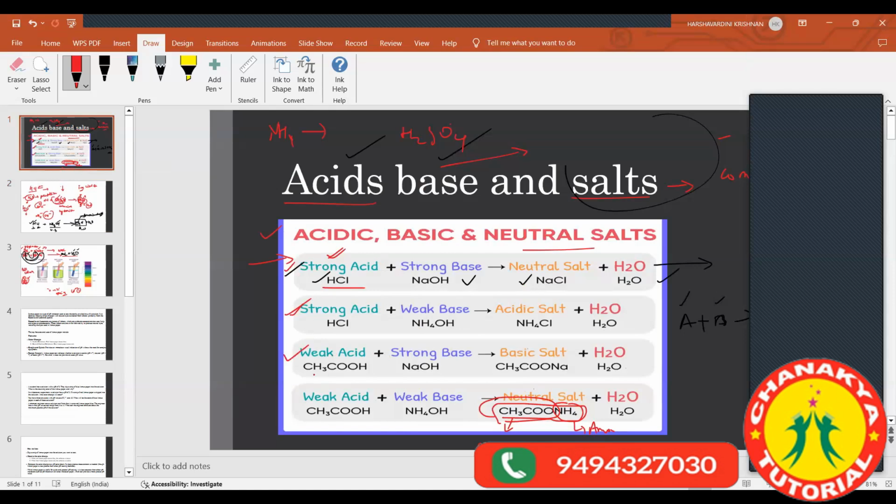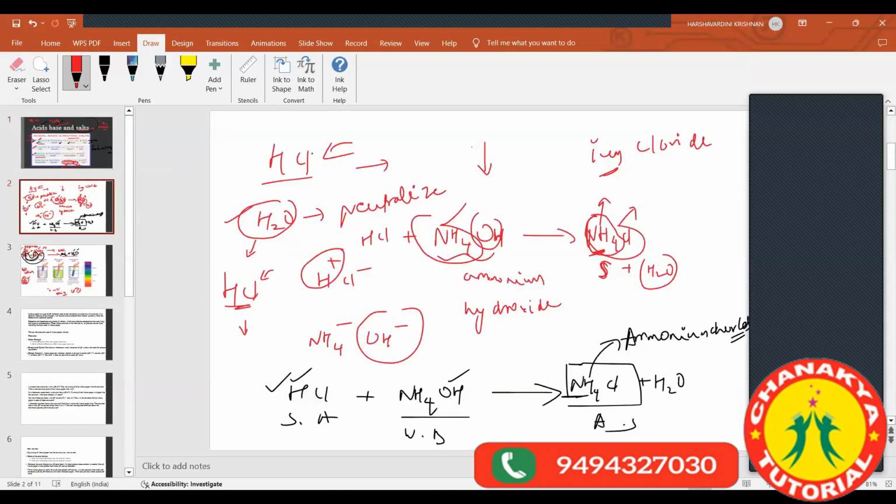So weak acid. This is acetic acid, a very popular weak acid. Now my question is, I am adding some weak acid with a strong base. What will be my resultant? Ma'am, it's like a basic salt. Very good. So basic salt. Why is it a basic salt here?